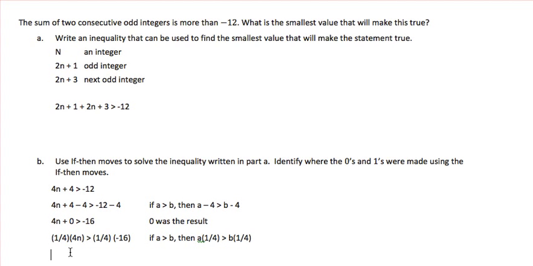And it follows then that this would be 1n, or n, is greater than negative 4. It's 1/4 times negative 16 is negative 4. So the values then that will make our original statement true are when n, or the integer, is greater than negative 4. Meaning it could be negative 3, negative 1, or all the values beyond that.